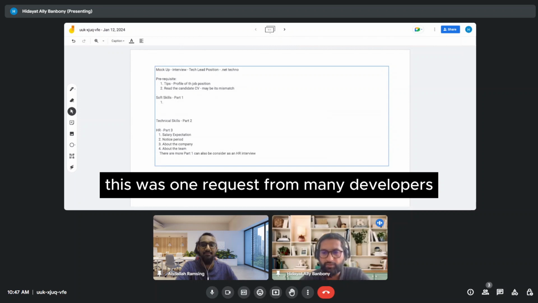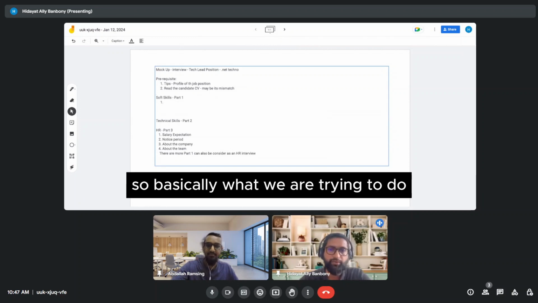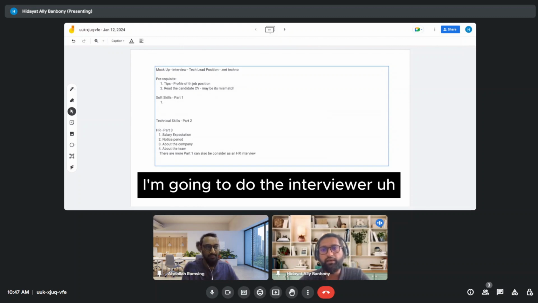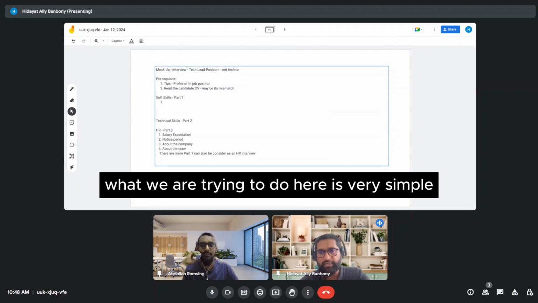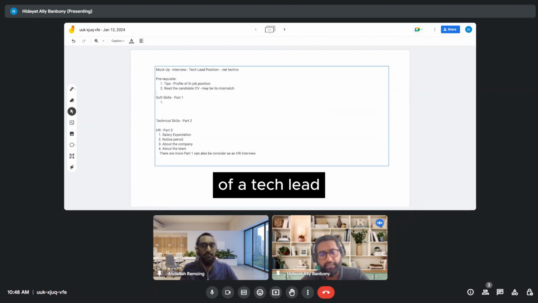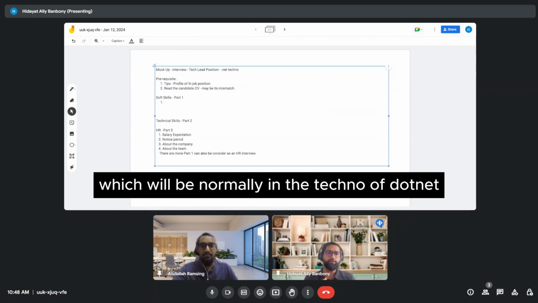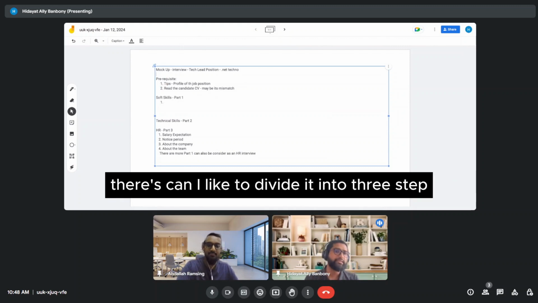This was one request from a few developers which we've met. So basically what we're trying to do, I'm going to be the interviewer. Abdallah is going to be the candidate. What we are trying to do here is very simple. We're going to interview someone for the post of a tech lead position, which will normally be in the technology of .NET. How do I proceed as a manager for an interview?